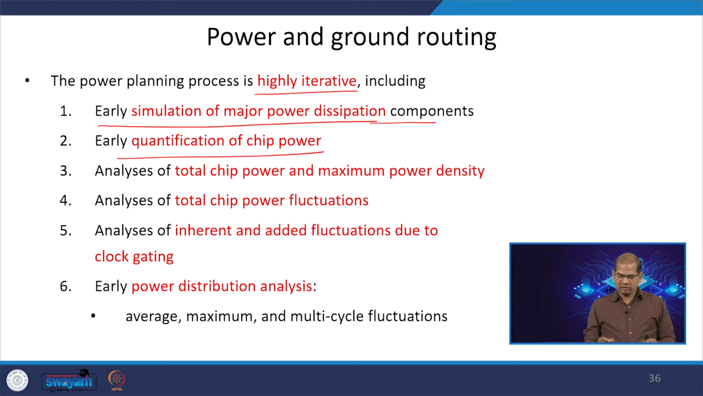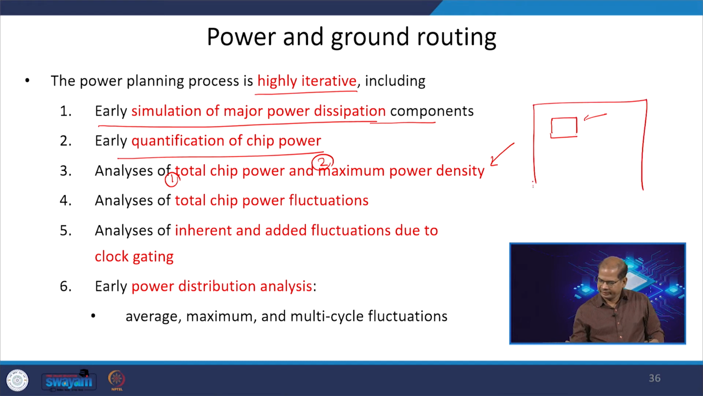There are two things: one is the total chip power and the second is the maximum power density. The total chip power is the overall power consumption of the chip. The maximum power density relates to the power consumption at a particular location of the chip. Let us say this is the total chip boundary, and here is the area where very high activity is going on. The total power in this area divided by the area will give me the power density.